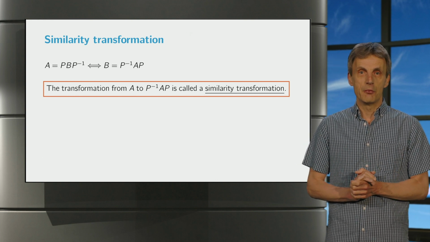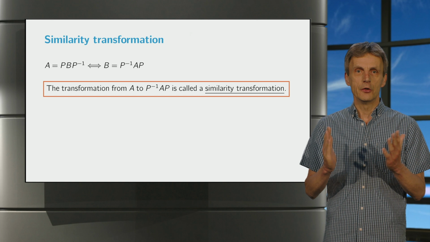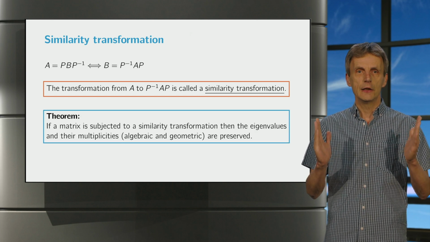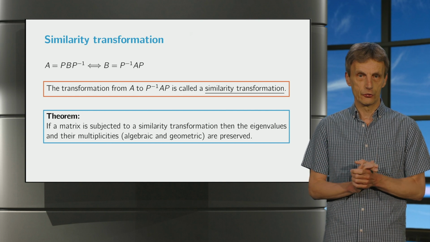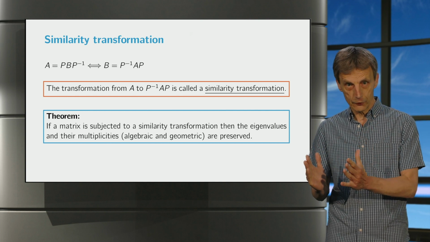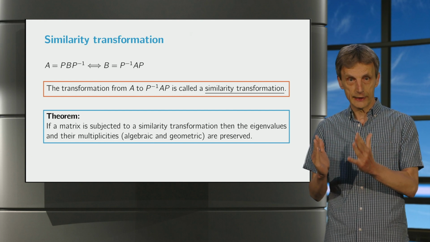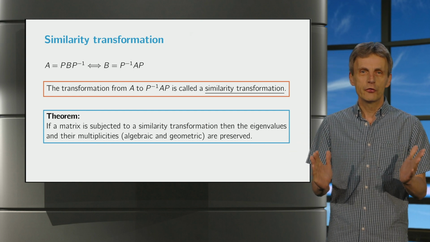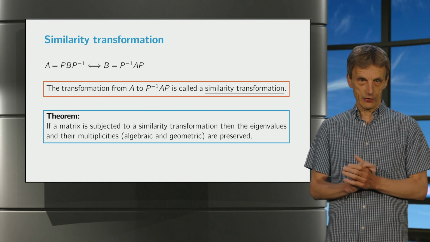Similar matrices have many properties in common. The main result in this video will be the following theorem. If a matrix is subjected to a similarity transformation, then the eigenvalues and their multiplicities, both the algebraic and the geometric ones, are preserved. To prove this, let's start with the geometric side of the story.